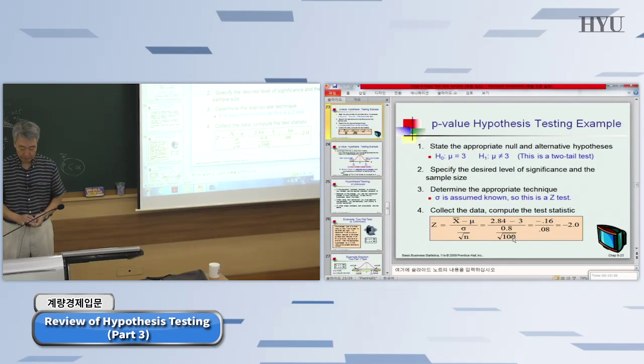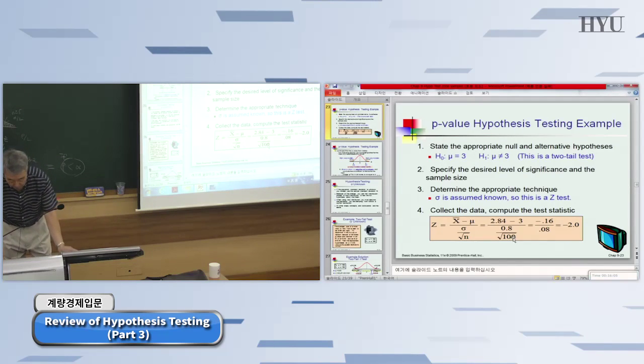And then determine the appropriate technique. Well, in this example, sigma is assumed to be known, right? So we can use a z-test. So we can use the z-score as the test statistic, right? And we're going to talk about the other case a few minutes later, right? So your test statistic came out to be negative 2.0, right, when you calculate the test statistic.